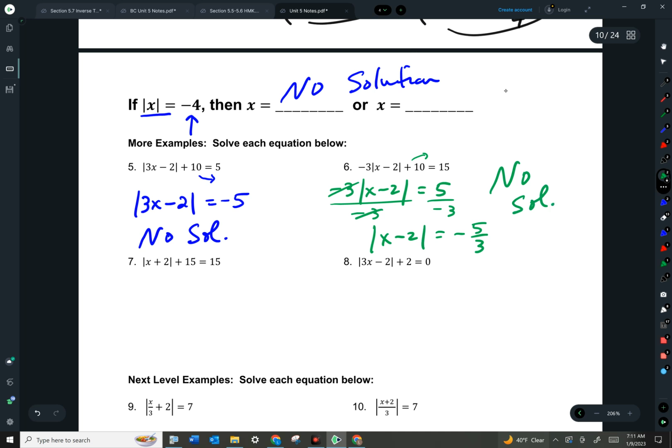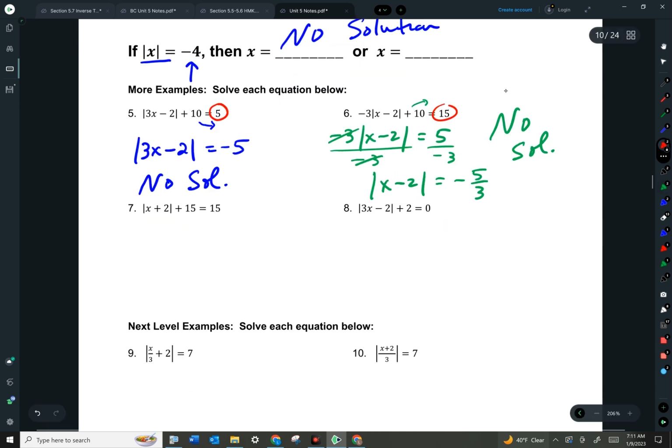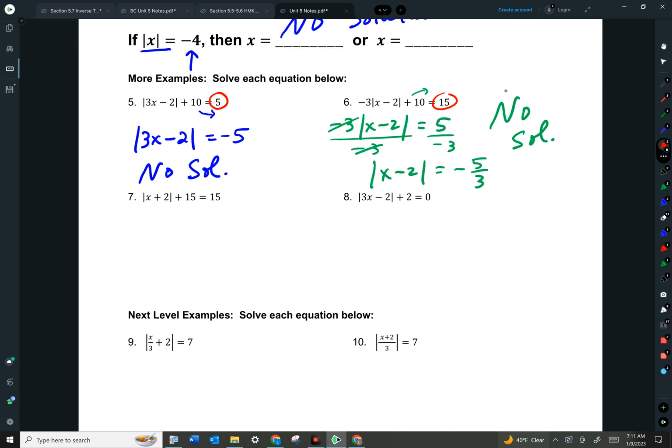So I'm just trying to point out that it might be that at the beginning, it doesn't look like you have an absolute value equals a negative. On the first one, it equaled +5. On the second one, it equaled +15. But you've got to wait until you get the absolute value by itself to see if there's a negative on the other side. Okay, look at number 7.